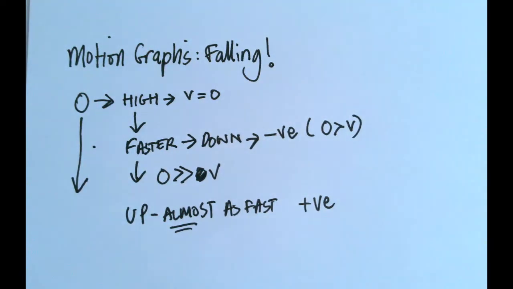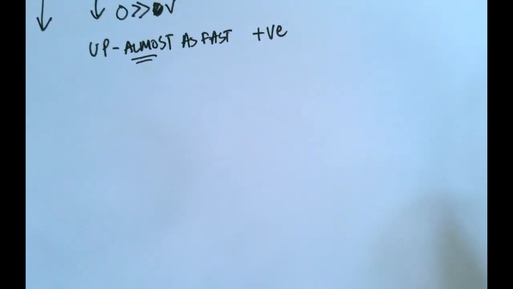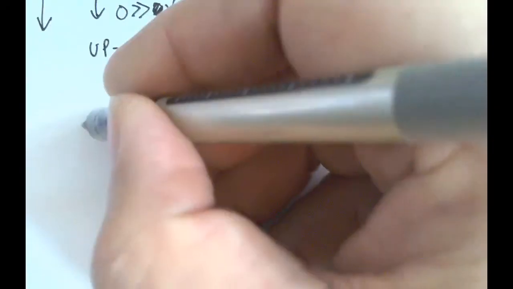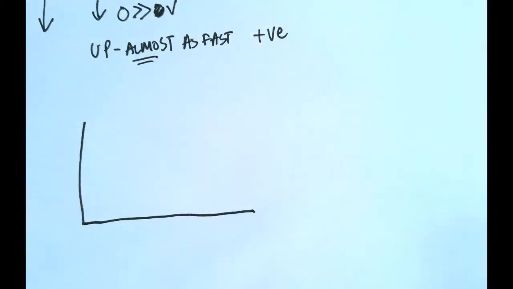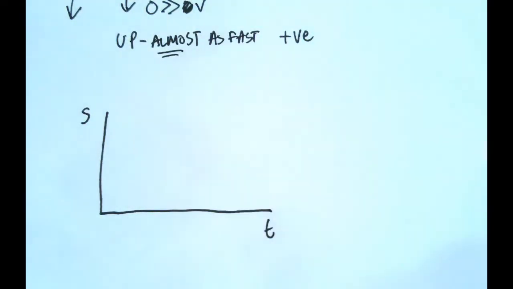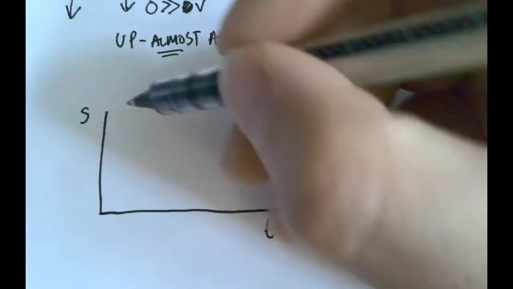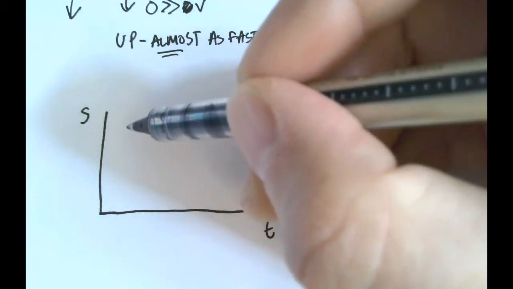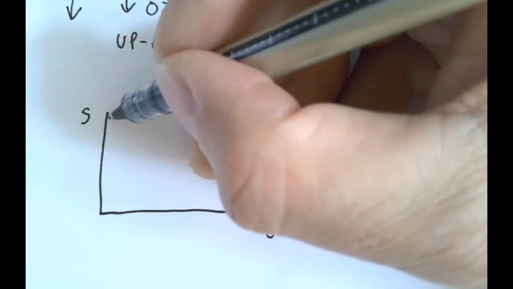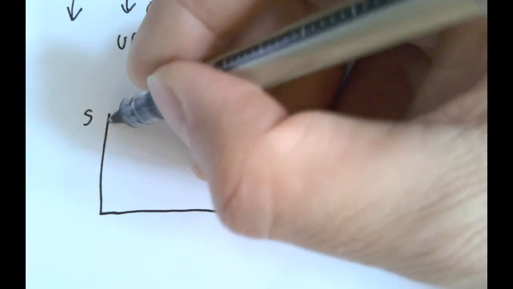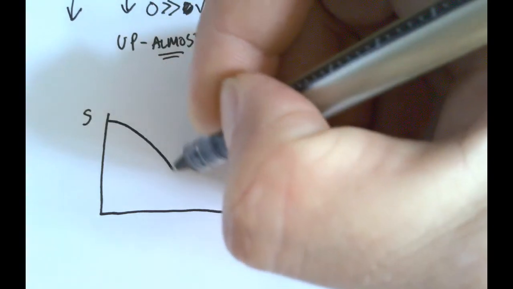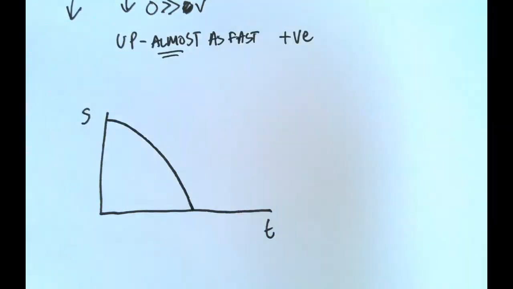So how do we draw that? So it's pretty straightforward really. We'll start with our displacement time graph, very badly drawn, S and T, and we say that we start at the top with 0 velocity, and it's going to get increasingly steep as it gets faster and faster until it hits the ground.